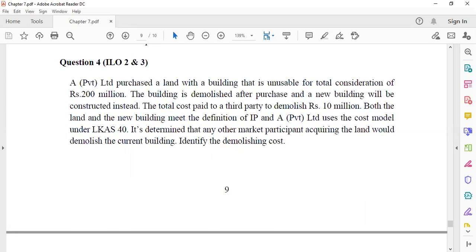It's determined that any other market participant who acquired the land would demolish the current building. That is the expectation. Even if this particular land is acquired by a party other than you, in order to take the particular land to a usable condition, they would also demolish the current building. If such, identify the demolish cost. In the sense, what you are going to do with this demolition cost? So can you capitalize that, or should you expense that?